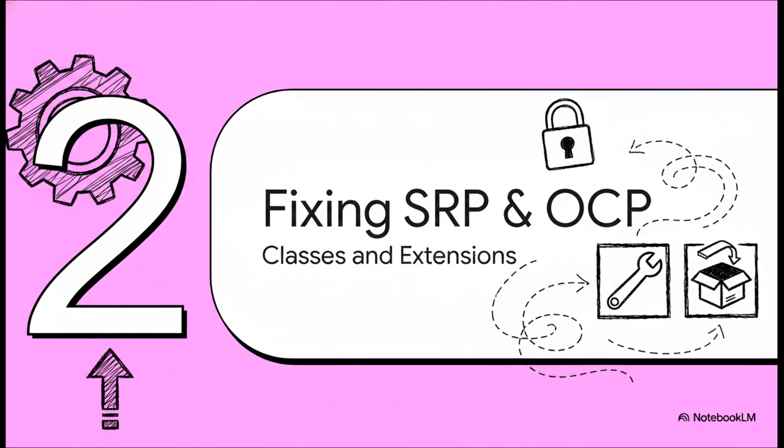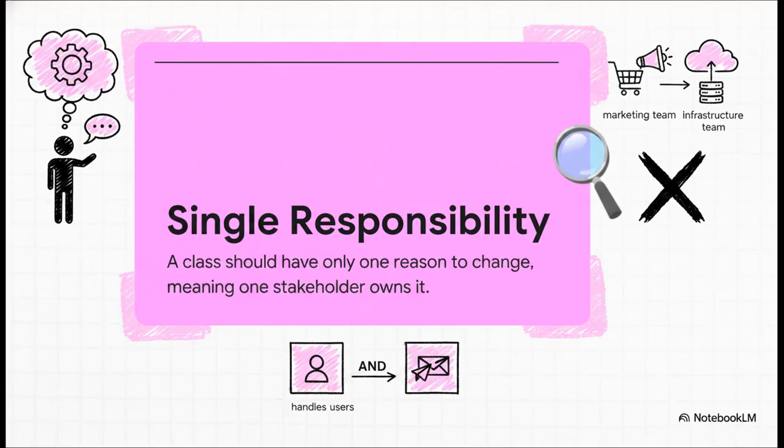All right, moving to Section 2, fixing SRP and OCP. So let's tackle the single responsibility principle first. The absolutely crucial point here is that a class should have only one reason to change. Now, a huge misconception is that this means the class only does one thing. That's not quite right. What it actually means is that one stakeholder owns this class. Think about it. If your marketing team and your infrastructure team both need to request edits to the exact same class, you've got a violation.